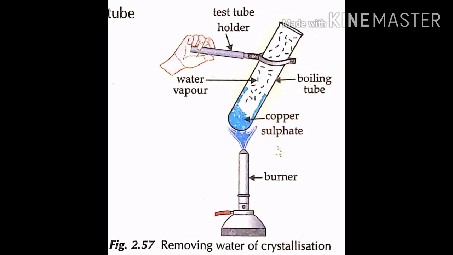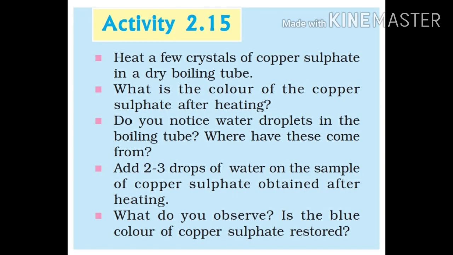Activity 2.15. Heat a few crystals of copper sulfate in a dry boiling tube. What is the color of the copper sulfate after heating? Do you notice water droplets in the boiling tube? Where have these come from? Add 2 to 3 drops of water on the sample of copper sulfate obtained after heating. What do you observe? Is the blue color of copper sulfate restored?